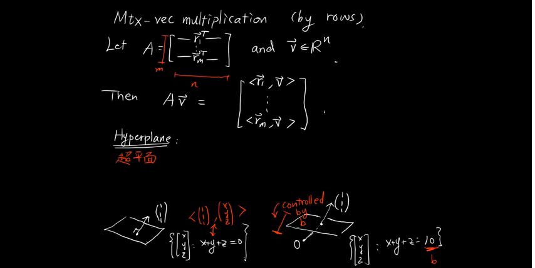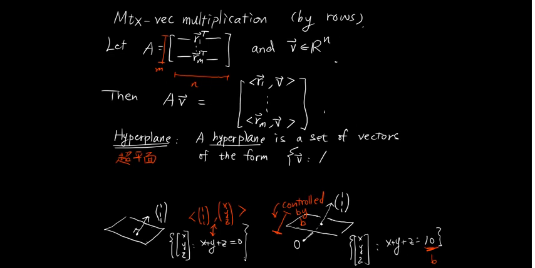So here is the definition. A hyperplane is a set of vectors of the form: it collects all the vectors V such that R, a normal vector, inner product with V is equal to a certain b, for some vector R and b a real number.